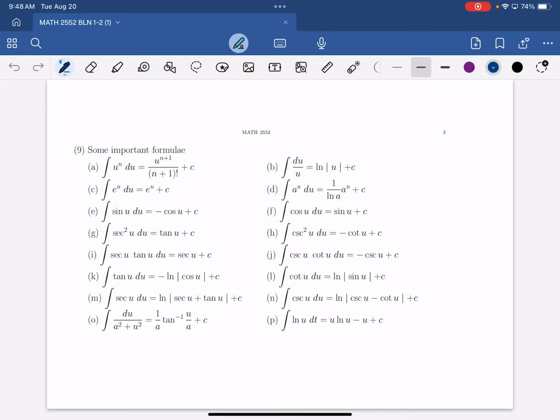But these are some of the formulae that I expect that you will know. This is not exhaustive. This is some of the basic formulae that I would expect that you would know.